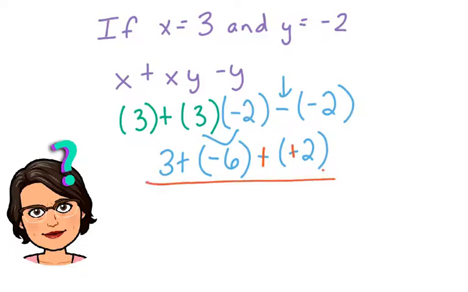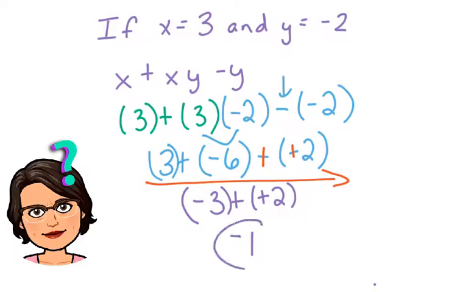Then I'm going to move left to right. So 3 plus -6 is -3 plus +2. Right, I forgot parentheses there, didn't I? So -3 plus +2 is going to give me a final answer. Let's see, they have different signs. So I have to do 3 minus 2, which is 1. And the 3 is bigger than a 2, so we're going to keep this negative sign. So my final answer is -1.